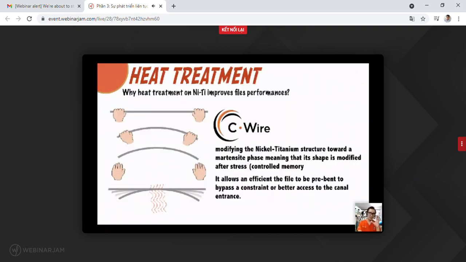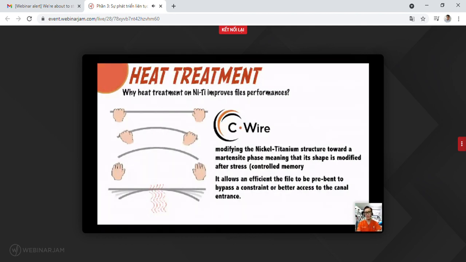So what does the heat treatment mean, compared to regular NiTi files? The C-Wire or heat treatment is modifying the nickel titanium structure toward a martensite phase, meaning that its shape is modified after stress, or we call it controlled memory. It is different from any regular NiTi files, which have shape memory. We have controlled memory. It maintains its shape after being bent. It allows the file to be rebent to bypass a constraint or better access the canal entrance.